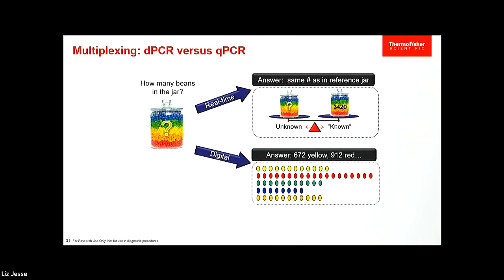Another way of looking at it is, if you have a bunch of different targets, or different colored jelly beans, as you see here, if you were going to do a real-time example, we're going to need some reference for each one of the targets we're looking at so that we can compare the expression levels. In digital PCR, we no longer need to worry about that reference. We can actually count all of the individual molecules to give you that clarity of the different targets you're looking for.